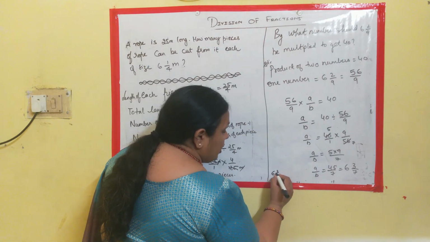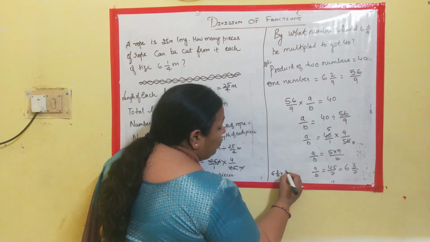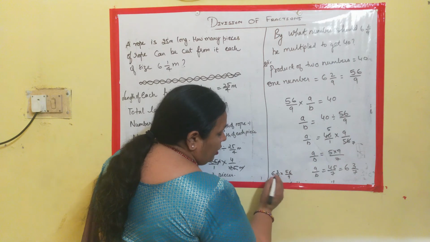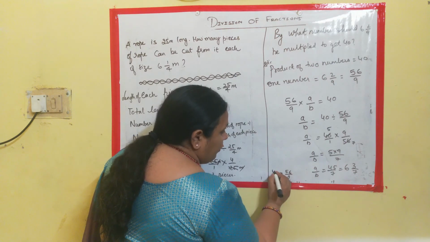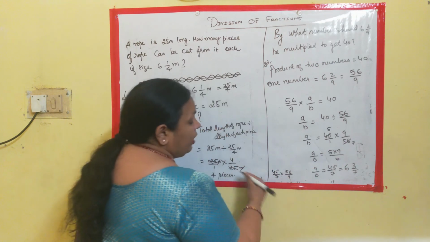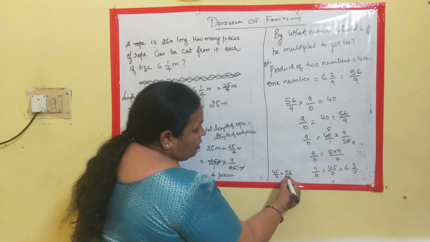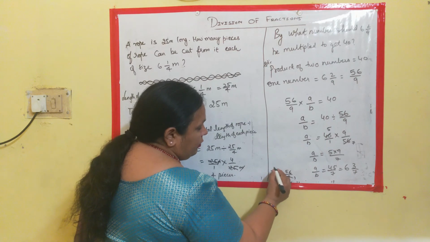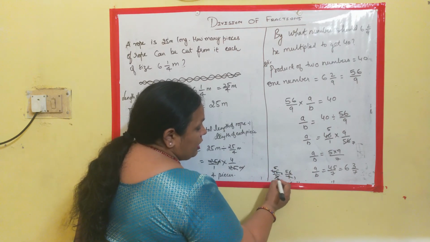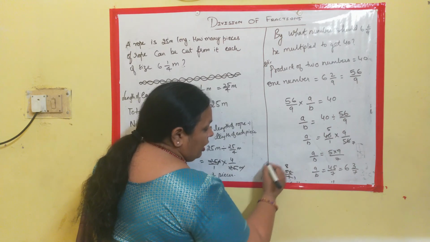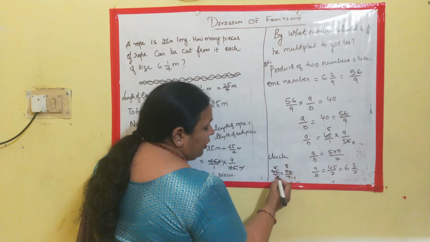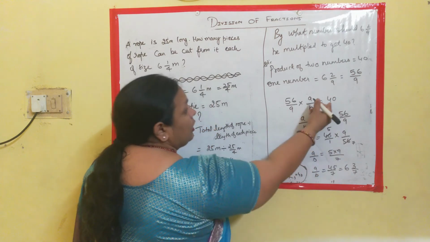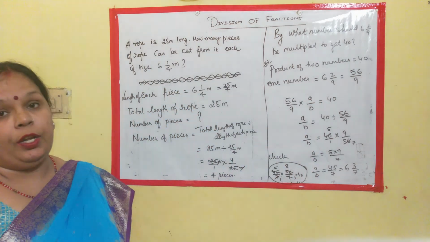Now how to check the answer? See, 45 by 7 into 56 by 9. Clear? When you multiply these two, 9 1s are 9, 5s are 45, 7 1s are 7, and 7 8s are 56. This is your checking part. Then 5 8s are 40, and we have checked our answer. The product is coming as 40.